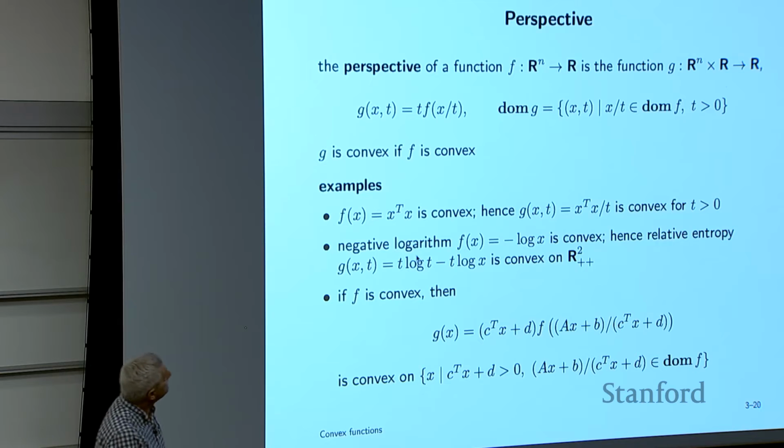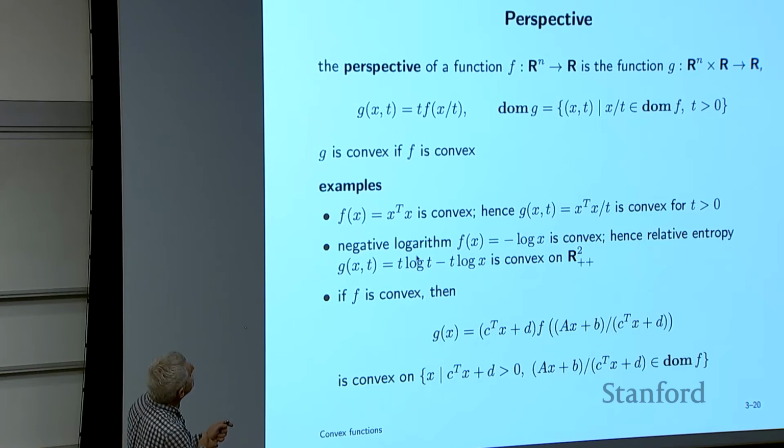Okay, so the perspective of a function is this. You take a function f, and it's a function now of a new variable, which is going to be positive and a scalar. So g of x and t is t f of x over t. Right?